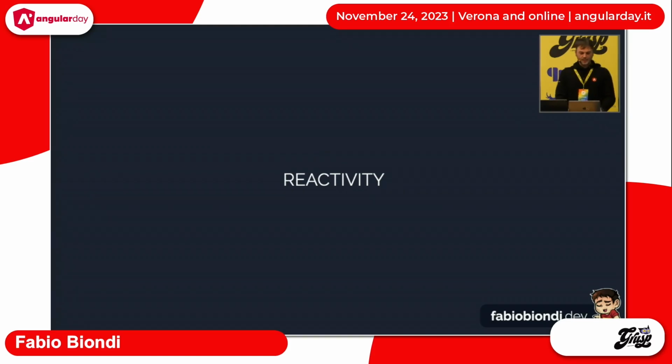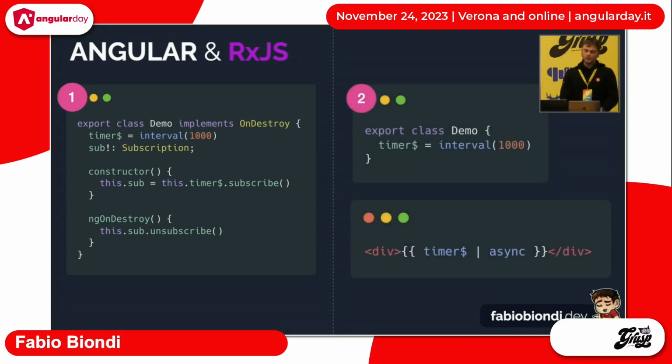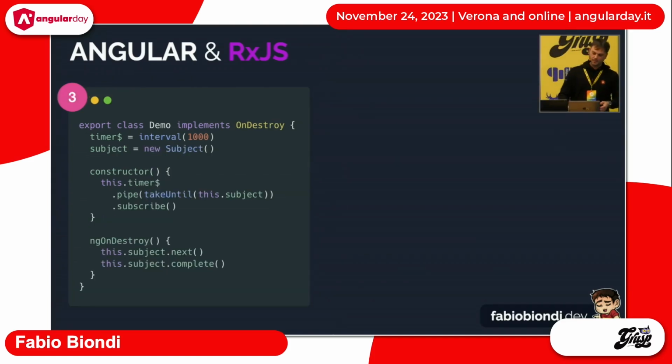So, reactivity, Angular and RxJS. When we need to unsubscribe from an observable in RxJS, we usually can save a reference to the subscription, just like I did here, and unsubscribe in ngOnDestroy. Another way to unsubscribe from an observable in RxJS is just using the async pipe. I really suggest using the async pipe when possible because it automatically unsubscribes when the component is destroyed.